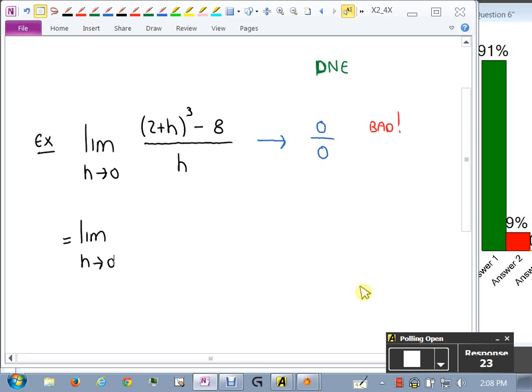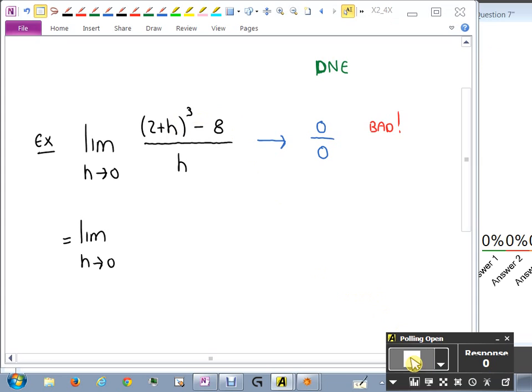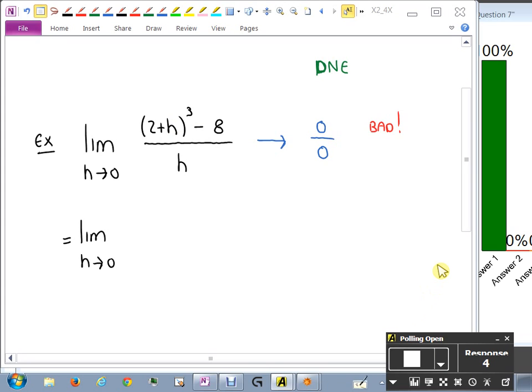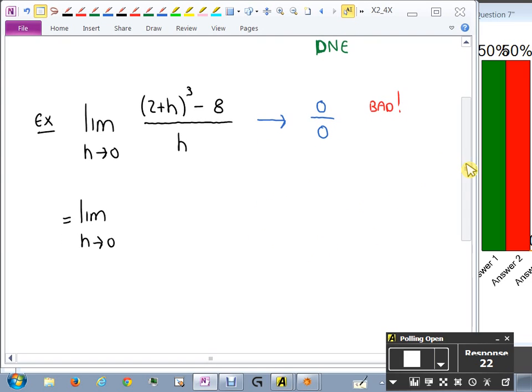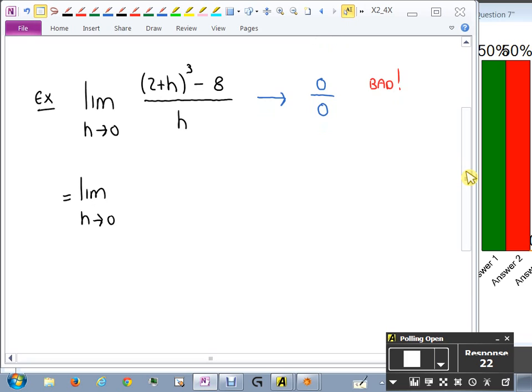So let's take a vote. How many of you would like to do 2 plus h times 2 plus h times 2 plus h? Say yes. If you want to do difference of cubes, say no. Let me vote then. 50-50, great. All right, well, I'll do both. Okay, so let me do the (2 plus h) cubed first.